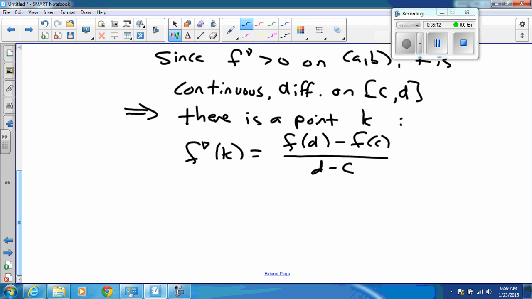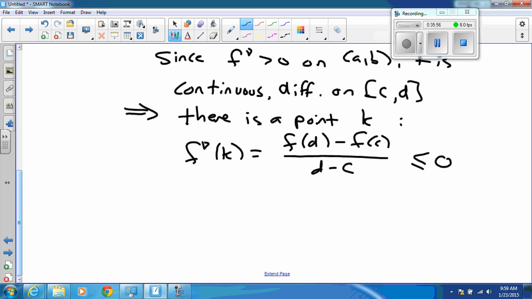But now what can I say about the sign of this quantity here on the right? d is bigger than c, so d minus c has what sign? Positive. And f of d is less than f of c, so f of d minus f of c is negative, or if they're equal, then it is equal to 0, right? So if I take a negative number and I divide it by a positive number, what am I going to get? A negative. And if I take 0 and divide it by a positive number, what am I going to get? 0. So no matter what, this quantity right here has to be less than or equal to 0.